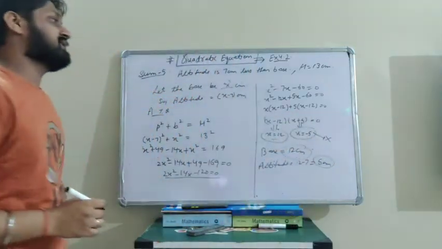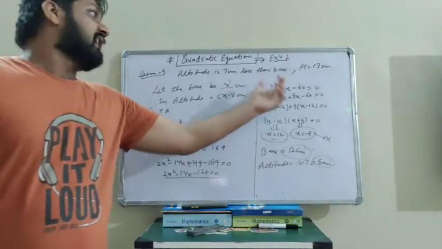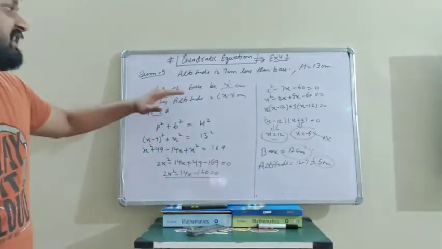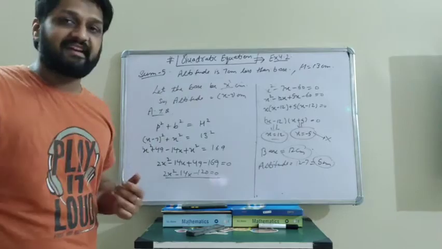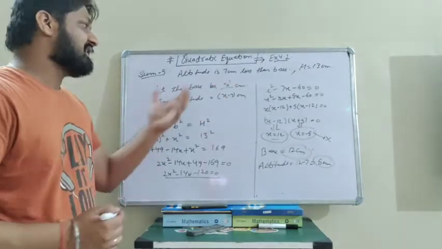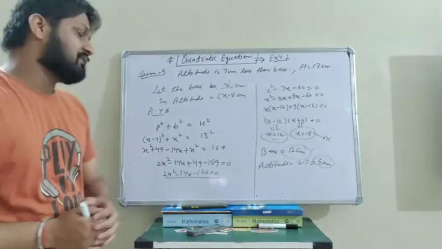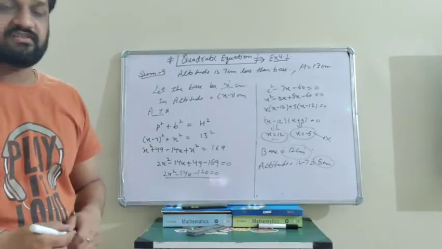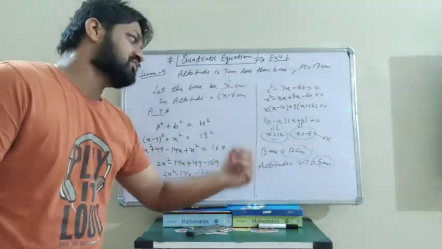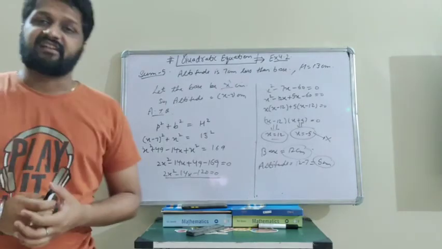So what is given in the question? That altitude is 7 centimeter less than the base and hypotenuse is 13 centimeter. So we have assumed the base will be x, so altitude is automatically 7 centimeter less, so x minus 7. As we are talking about the right angle triangle, we have taken the Pythagoras theorem and put the values into the calculations, and in the end base comes out to be 12 and altitude is 5 centimeter. So these are some questions from the second exercise.